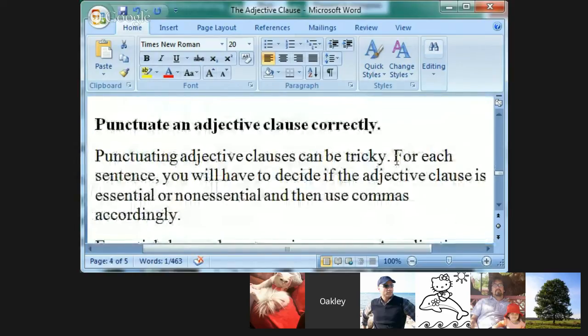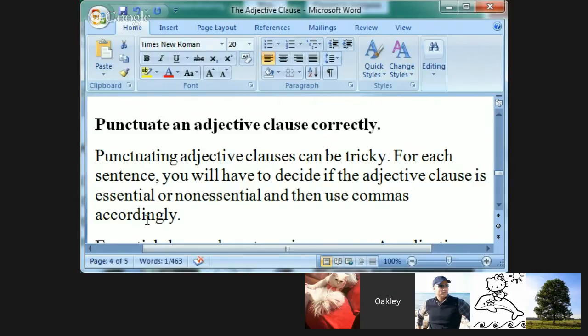All right, let's talk about punctuating the adjective clause correctly, because we have to do it a little differently, depending on circumstances. And the circumstances are: is the adjective clause essential or non-essential? How do you figure that out?